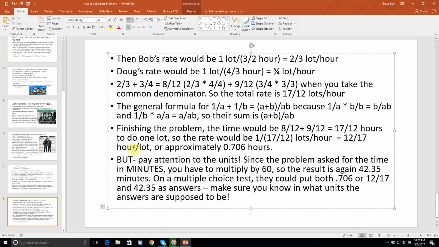No, you could not. Or 0.71, no, because you have to pay attention to the units. Since the problem asked for the time in minutes, you have to multiply by 60, so the result is again 42.35 minutes. On a multiple choice test, they could put both 0.706 or 12 over 17 and the correct answer of 42.35 as answers if they wanted to know how many minutes it would take. So you want to make sure you know in what units the answers are supposed to be.